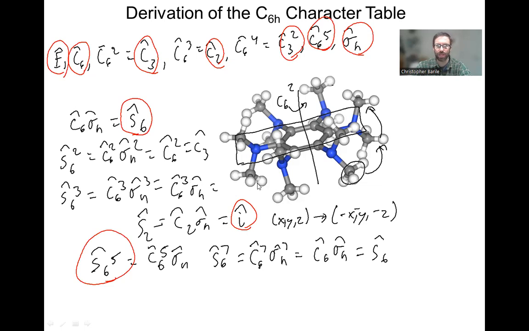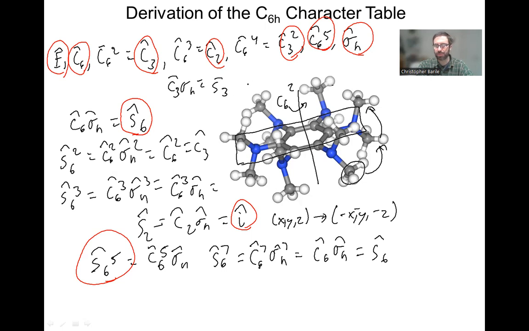And how do we know we have an S3? We actually haven't written that down yet, but we know we have C3. So we have to derive that as well, right? We came up with as many operations as we could based on combining C6 and sigma h. But we can also think about combining C3 and sigma h. And that's actually a unique one that we haven't written down yet.